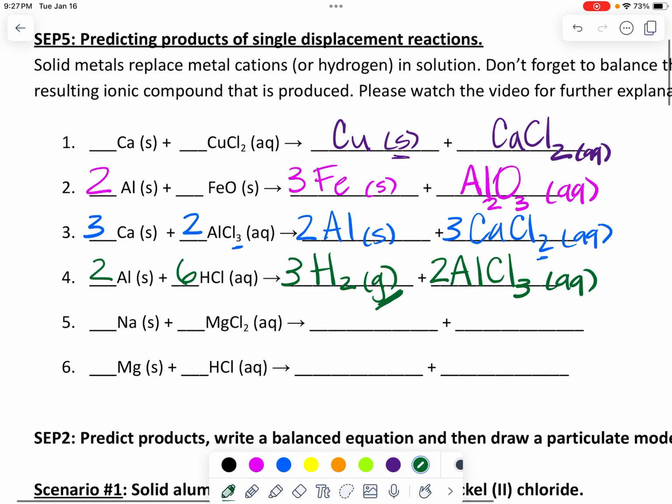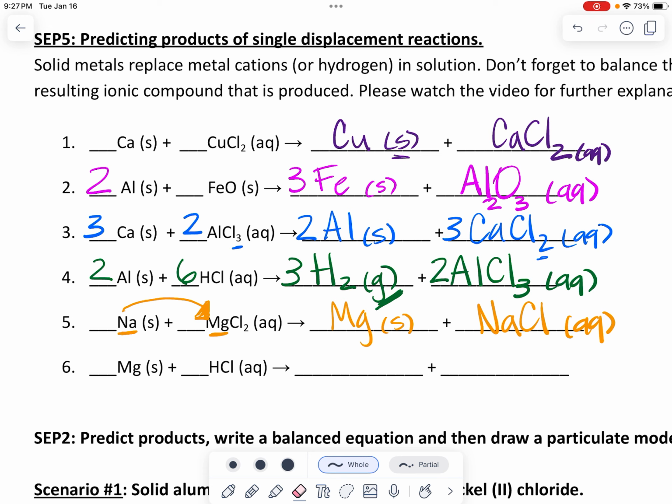Okay, I guess we might as well just round it off and do the rest. Because some people do need help, I think. All right, so next we have sodium and magnesium. So my sodium is going to replace the magnesium. It's going to join that chlorine, and my magnesium is going to come out and be alone. So magnesium, solid, and then sodium is joining chlorine. Sodium is a +1, chlorine is a -1 charge. So this will be a 1-to-1 ratio.